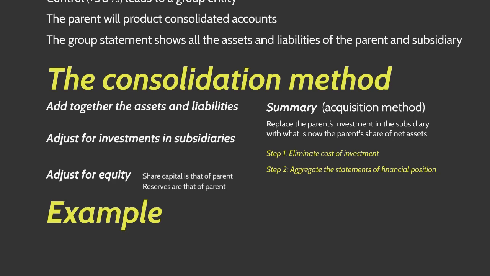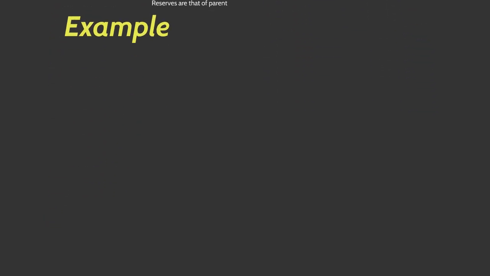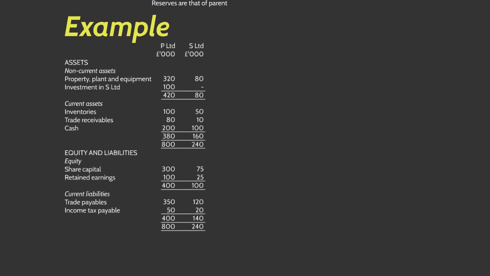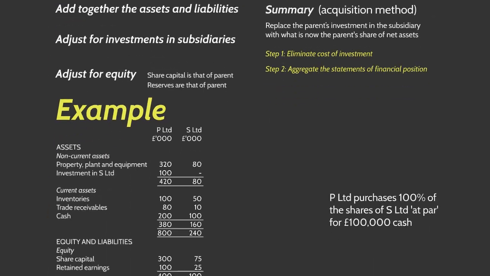Okay, so let's go through an example. That's going to be the best way to understand some of these concepts. So again, we have the statement of financial position for P Limited and S Limited. P Limited purchases 100% of the shares of S Limited at par for £100,000 in cash, so similar to the previous scenario. We're going to go through this process, the acquisition method, to show how you would consolidate these two statements into a group statement.